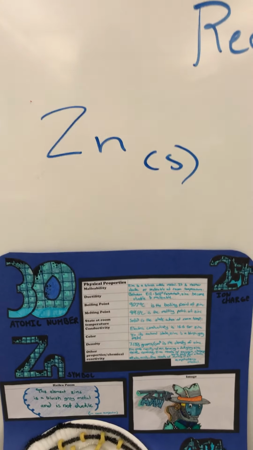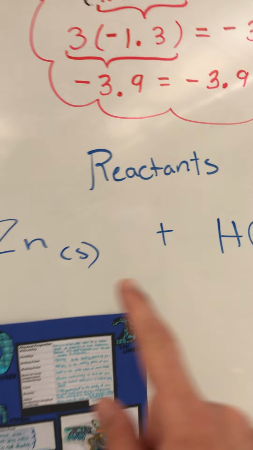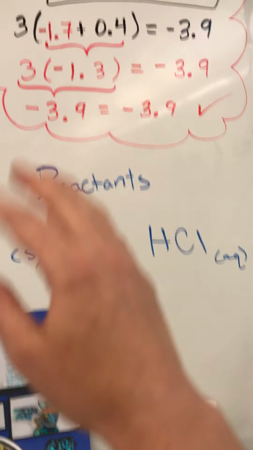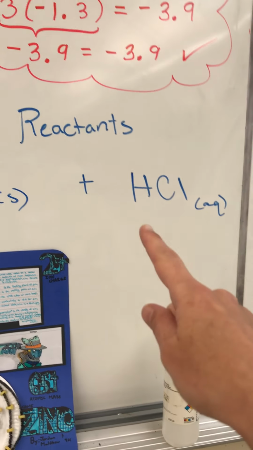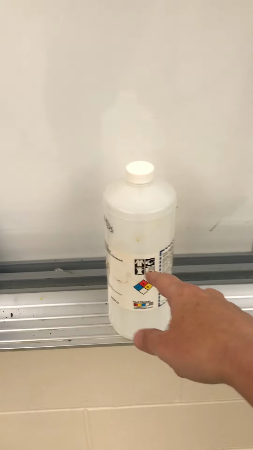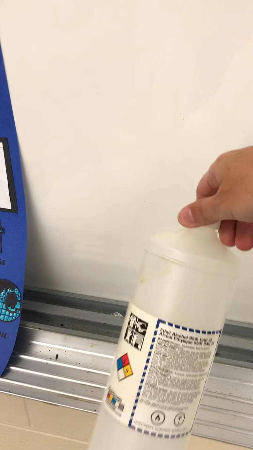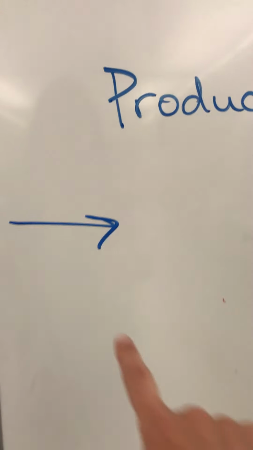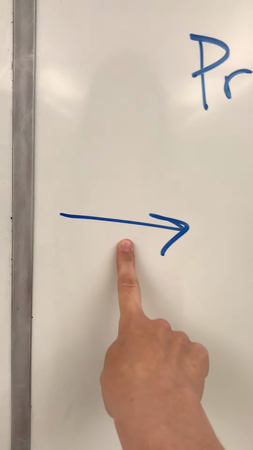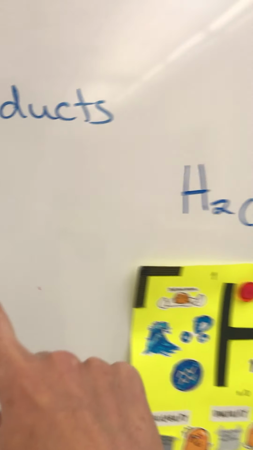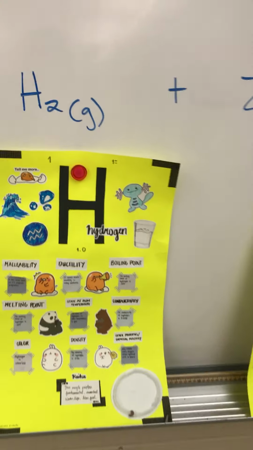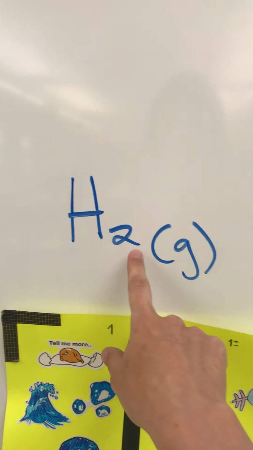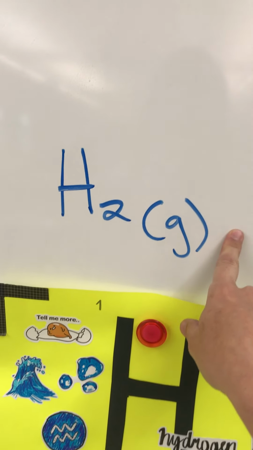So when we react zinc, these are reactants. We took our hydrochloric acid, so this is actually ethyl alcohol, but it was in a bottle similar to this. And they react to form. This means react to form, it's not equals. And then we had products. So we made hydrogen gas. That's what this is for. In brackets, it's gas. And hydrogen comes in 2 packs.